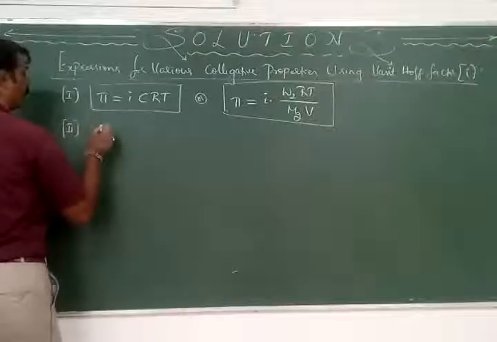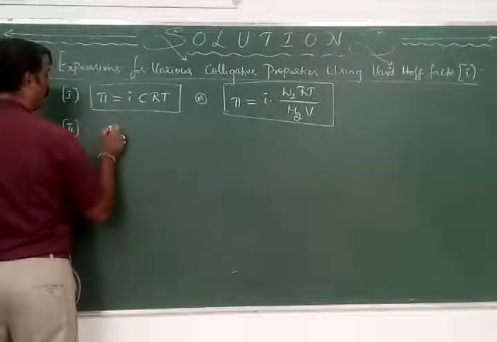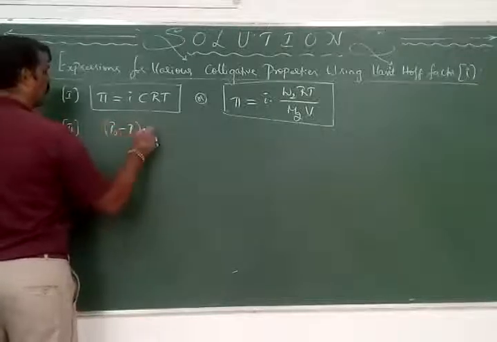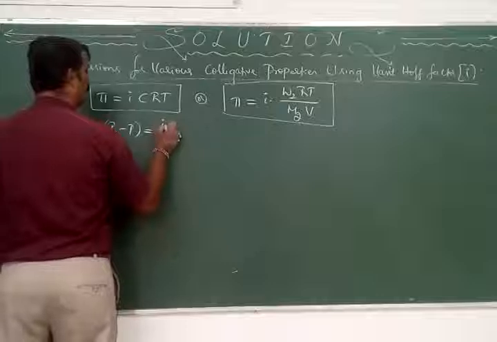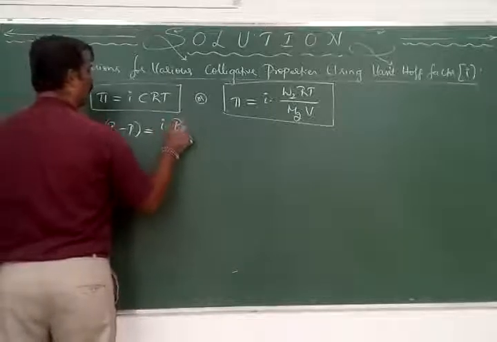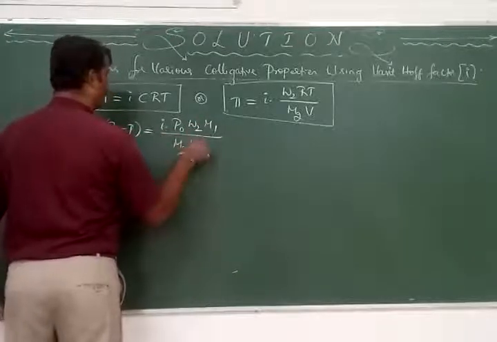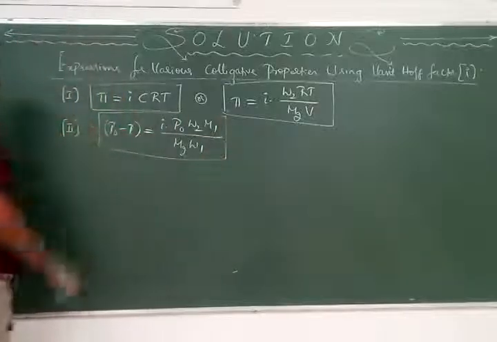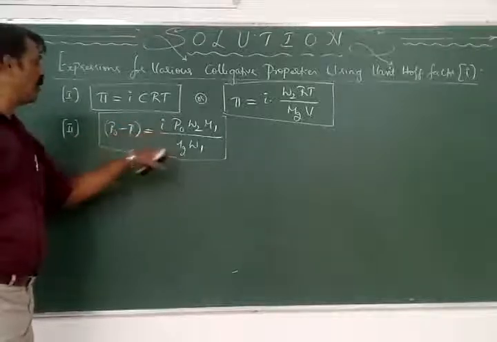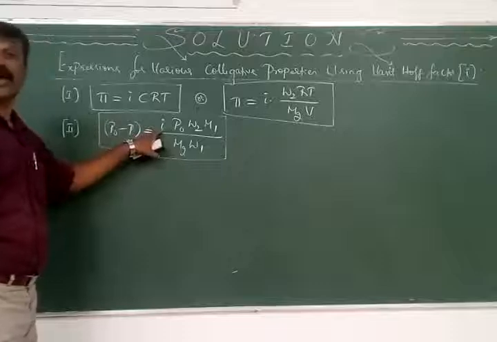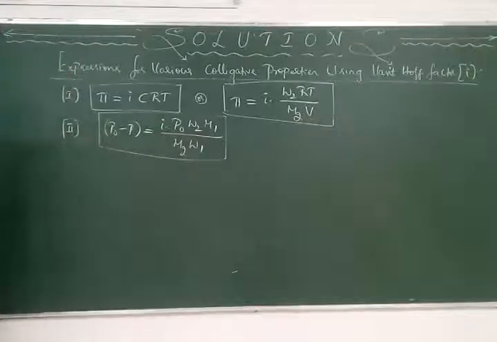Lowering of vapor pressure: M2 is equal to P0 minus P is equal to i into P0 W2 M1 divided by M2 into W1. Lowering of what pressure? Vapor pressure, that is P0 minus P. Actually, we have mentioned M2 is equal to P0 divided by P0 minus P, or P0 minus P is equal to an additive factor, i, into P0 into W2 M1 divided by M2 into W1. So that is with respect to lowering of vapor pressure.